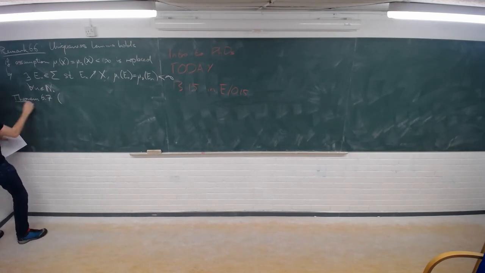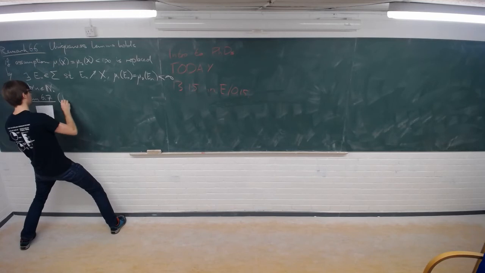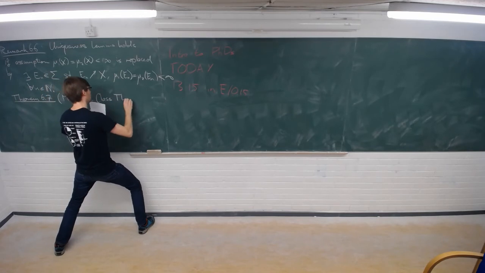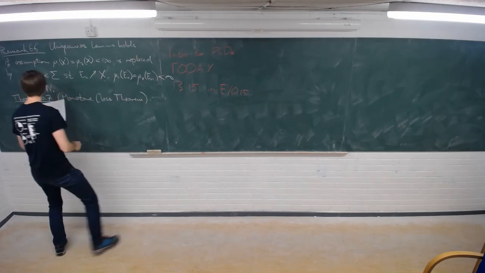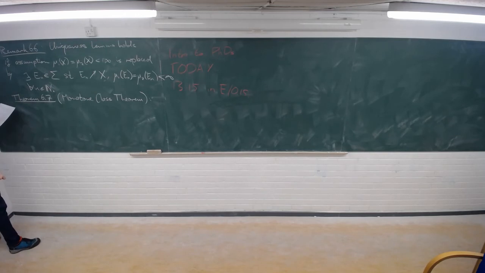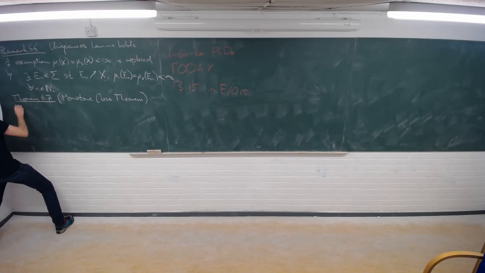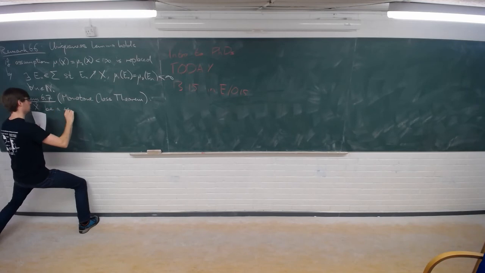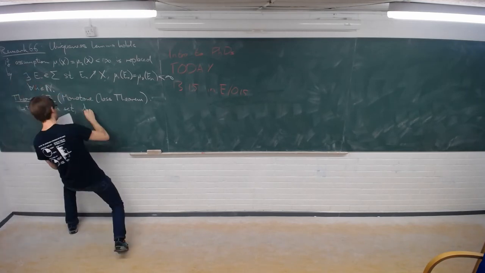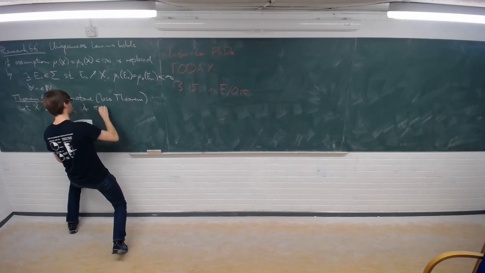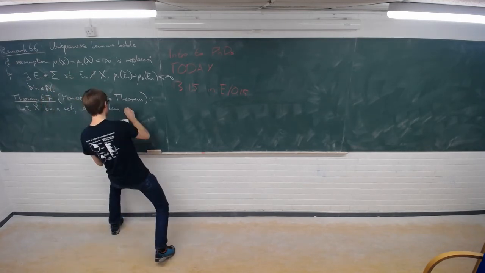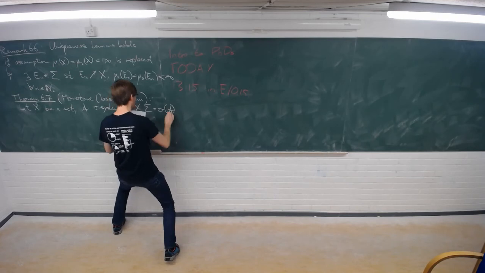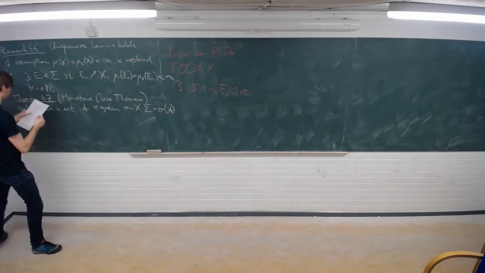Okay, and the final theorem of this section is called the monotone class theorem. And the statement is this. So start with a set X, and let A be a pi system on X. And let capital sigma denote the sigma algebra generated by A.